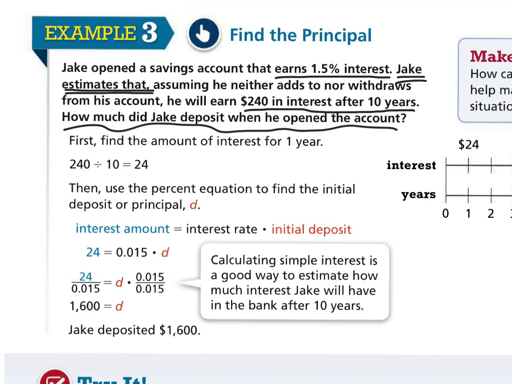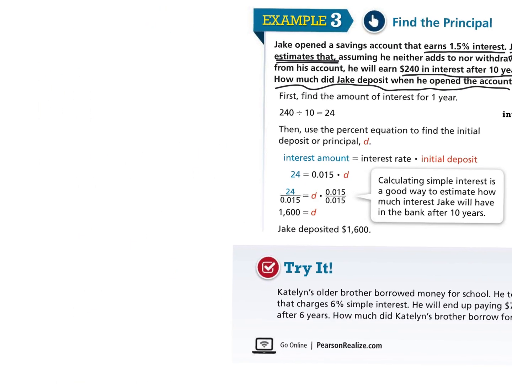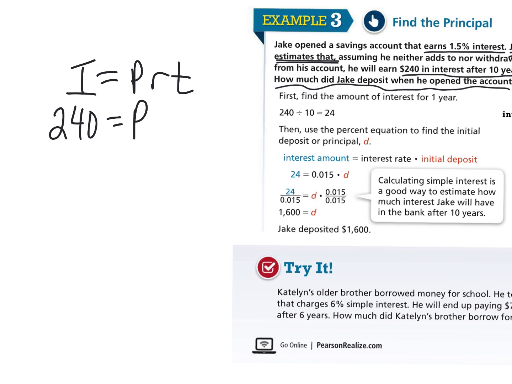$240 in interest, once again, I'm going to go my own direction on this problem and use that formula. So by using the formula, we can just say our interest is $240. The question is, how much did he deposit? So in this case, we're trying to find the principal. The interest rate is 1.5%. So if you move your decimal over 2 spots, that would be 15 thousandths. And the time is 10 years.